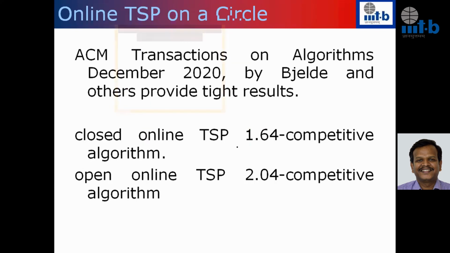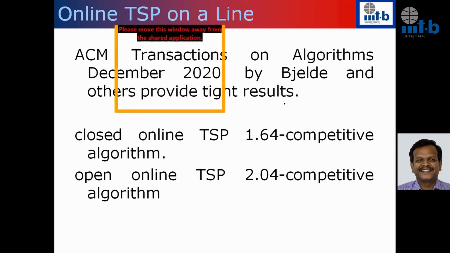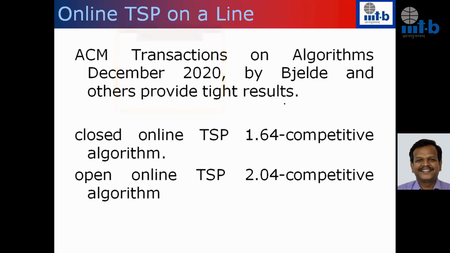Just to wind up, there is also similar TSP. The online TSP has been widely studied on a relative metric, which is the TSP on a line. Over the last 20 years, there have been several papers written on online TSP on a line. There was always a gap between the lower bound and the best known algorithms. But only in December 2020, by these authors who published their paper in the Transactions on Algorithms, have closed all the gaps for the online TSP on a line.